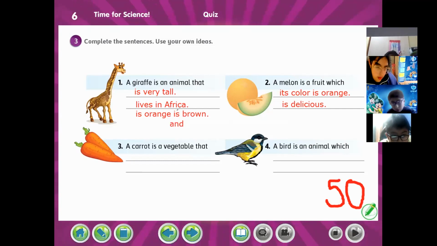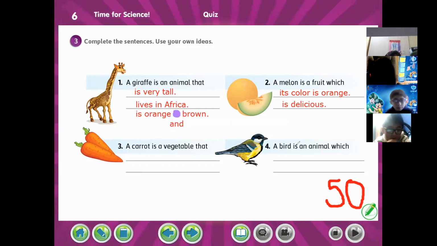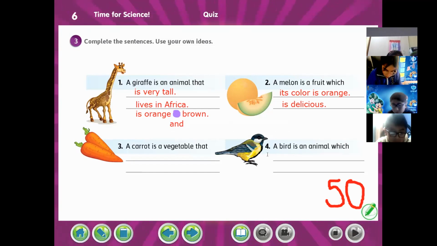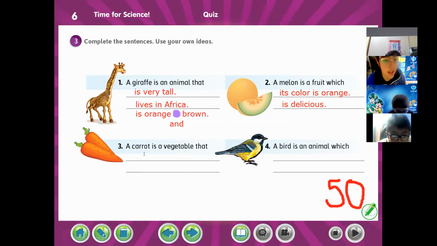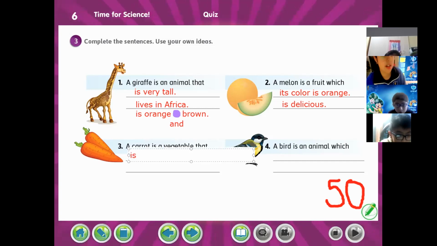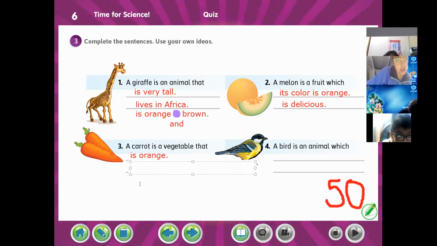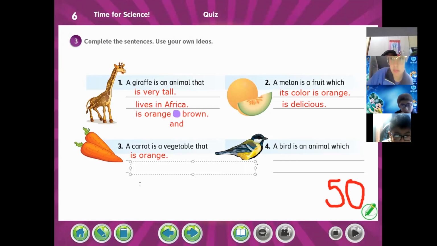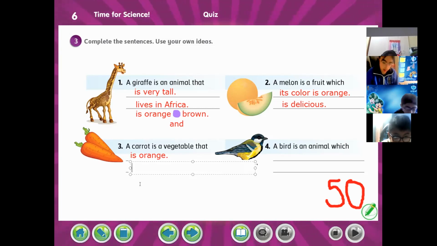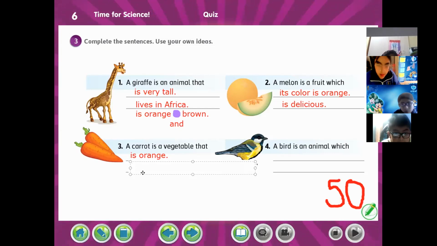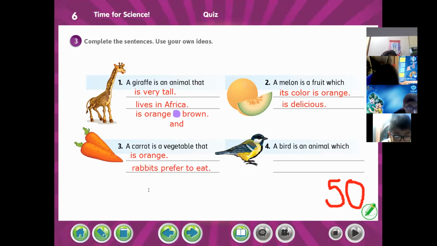Yeah, who can tell me? A carrot is a vegetable that is orange. Yeah, it's orange, good. Is large. It's large. The rabbits eat them. Yeah, the rabbits. Yeah, that's the other option. Good. The carrot is a vegetable that is orange, that rabbits prefer to eat. Now, we can say that.